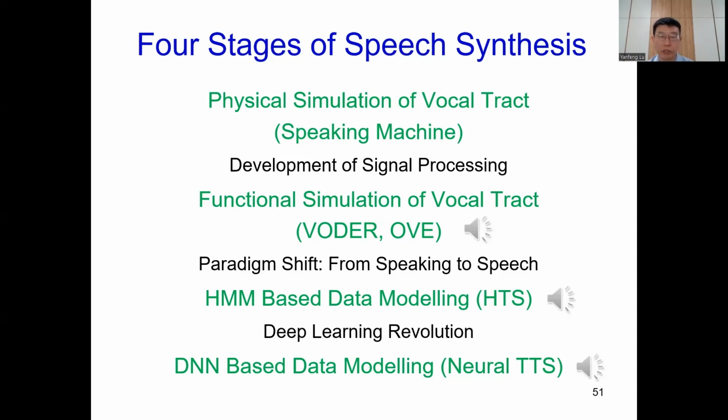Then came the paradigm shift. It's a shift from speaking to speech. Engineers moved away from simulating the human speech production process and modeled the speech itself directly. That's the paradigm shift. After that, we have the data modeling approach, and the model used was the hidden Markov model. But the modeling power of a hidden Markov model is very weak. And then came the deep learning revolution.